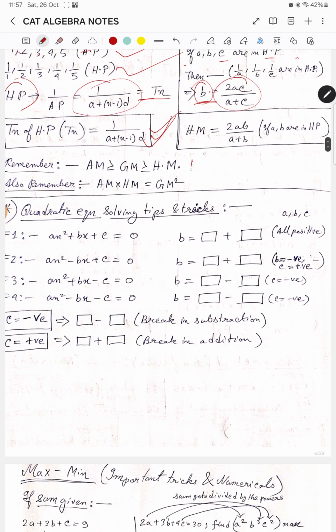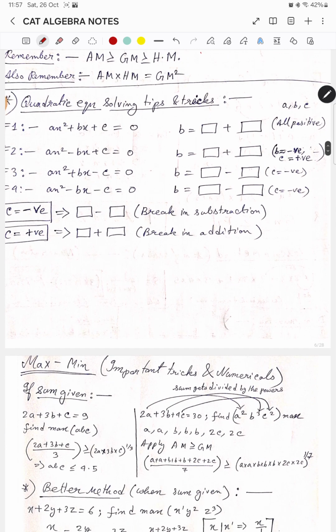We need to remember AM is greater than or equal to GM is greater than or equal to HM. Also this is one of the properties, which has not appeared much, but is important: AM into HM equals GM square. Might be, I haven't seen it.